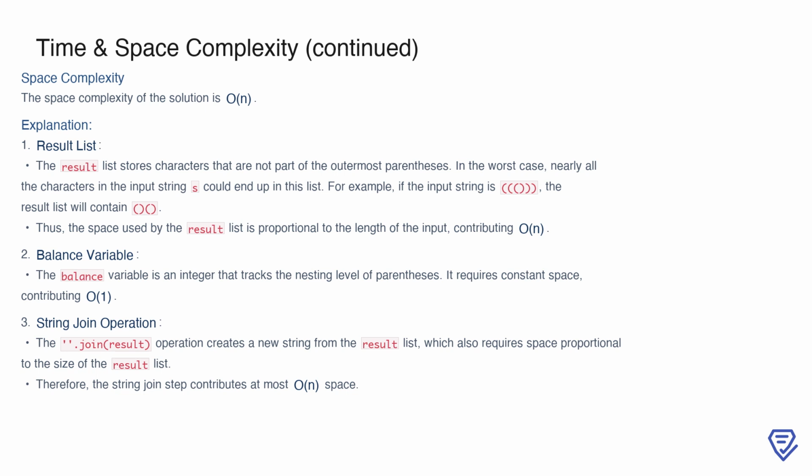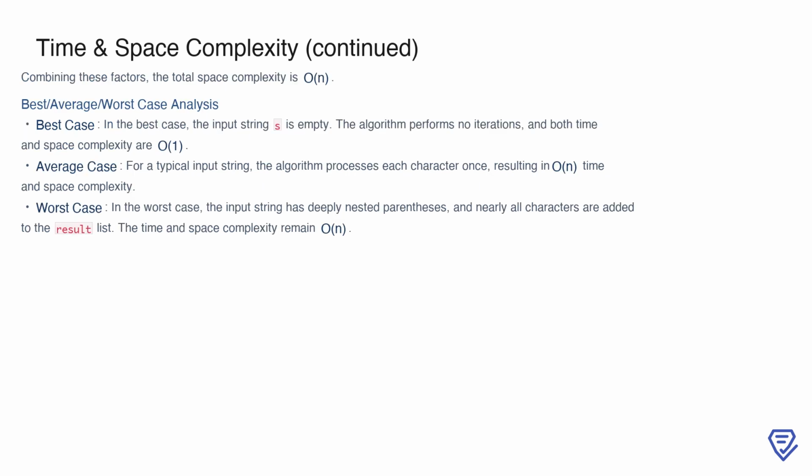Similarly, the join operation creates a new string from the result list, and its space usage is directly proportional to the size of the list, adding up to O(n). Therefore, the total space complexity is determined by the result list and the join string, both of which are bounded by O(n). When we combine these factors, the overall space complexity remains O(n).